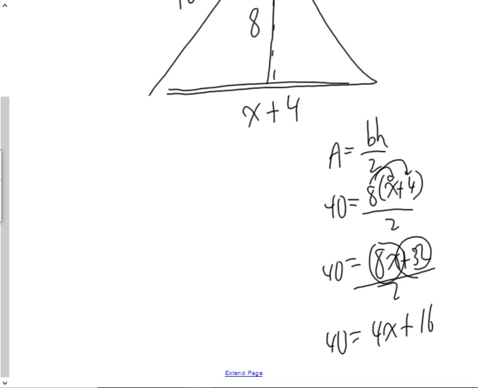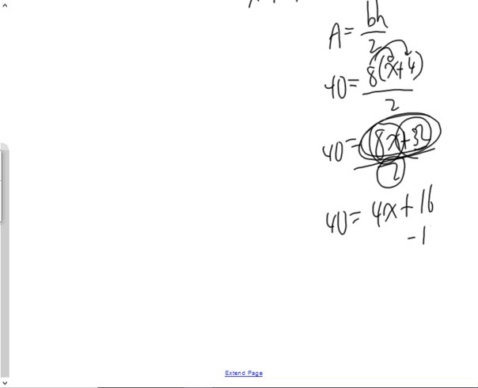This is the hardest part about it, is if you have 8x plus 32 and you have to divide it by 2, half of that, especially if you drew it out, you would see it much better. Half of 8x would be 4x, and half of the 32 would be 16. Now all I have to do is solve it using my opposite operations.